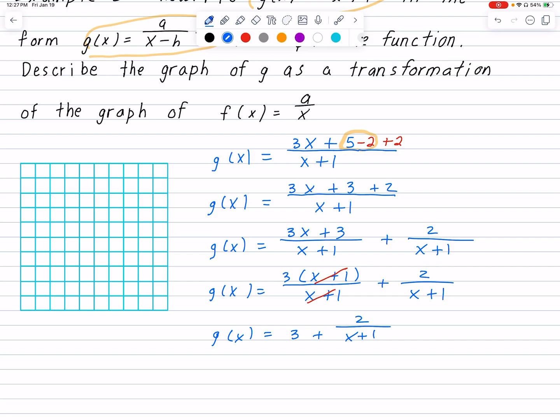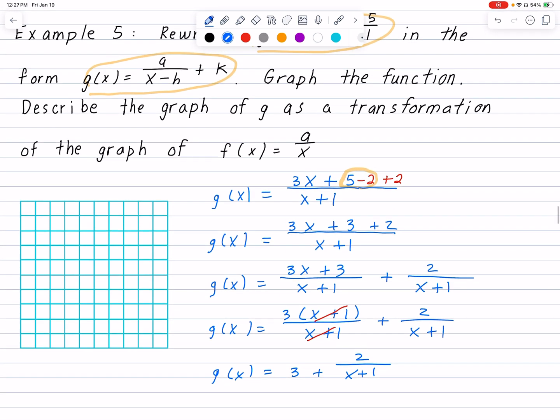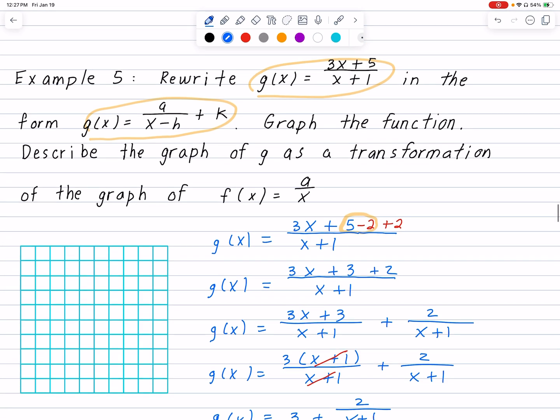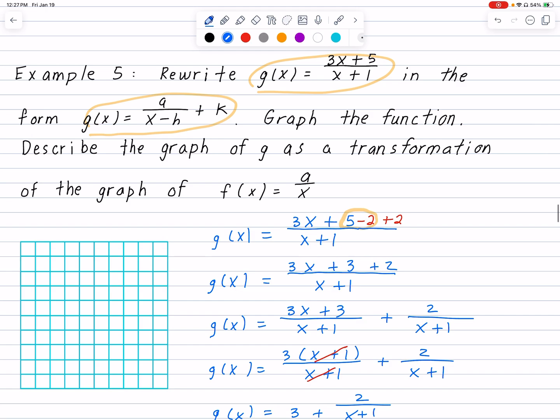I'm not going to worry about graphing this one. We've done a lot of graphing at this point of this type of function, so we should be okay with it. Notice that we have a vertical asymptote at negative 1, a horizontal asymptote at 3, and a vertical stretch of 2. But that being said, that is how we rewrite a function from this form to this form.